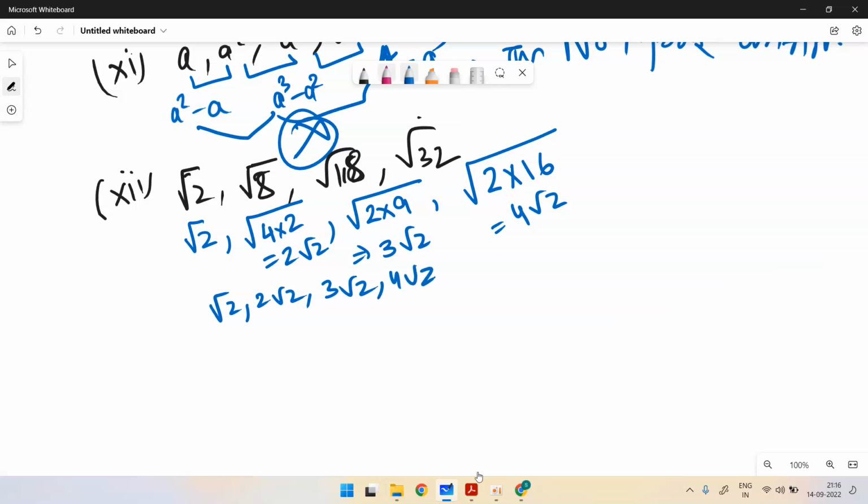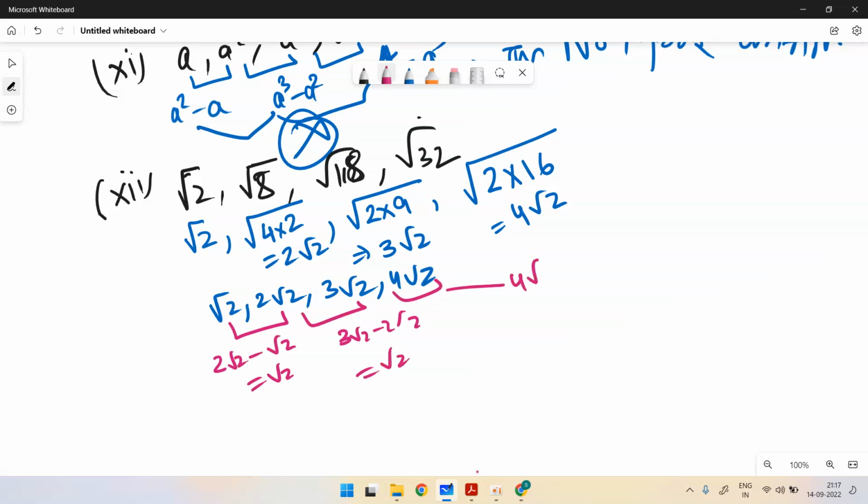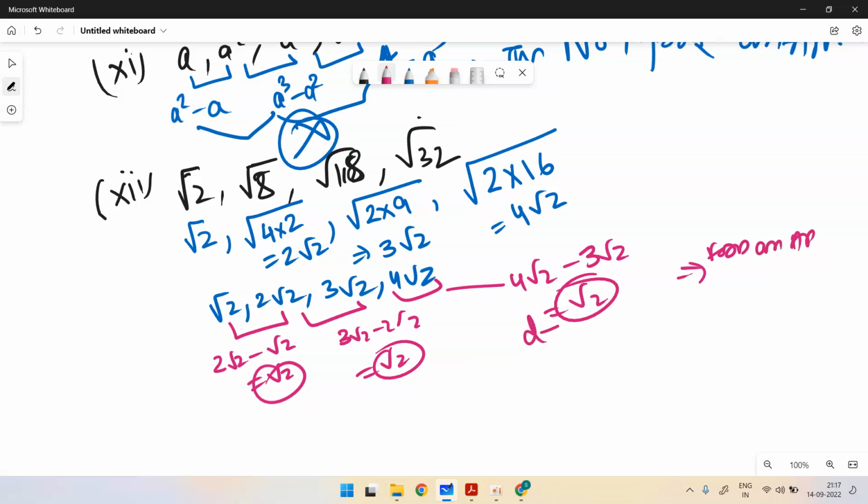Now if you see the common difference, it is 2 root 2 minus root 2, which is nothing but root 2. The next difference is 3 root 2 minus 2 root 2, which is also root 2. The next common difference is 4 root 2 minus 3 root 2, which is root 2. Since the differences are equal, this forms an AP with common difference root 2.